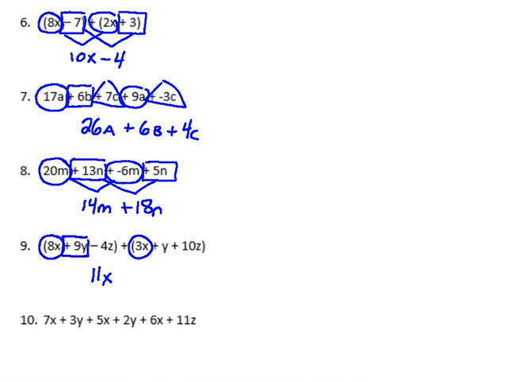I've got a 9y and a y. So remember, there's one here. Even if you don't see a number, we know there's one there. So 9 plus 1 is 10 y's. I'm going to use my sign to separate it.